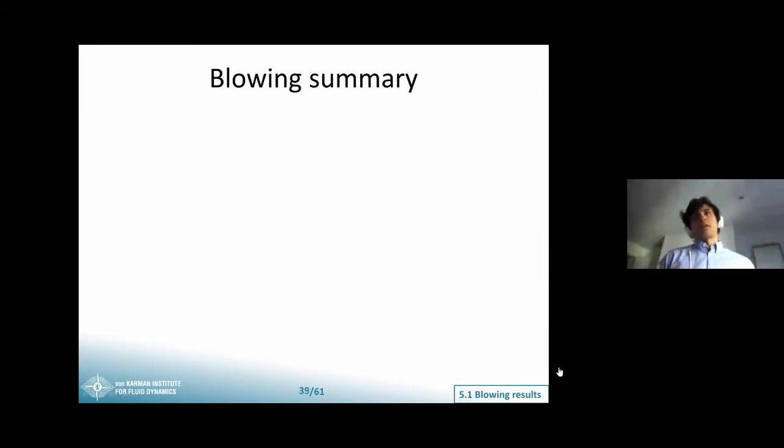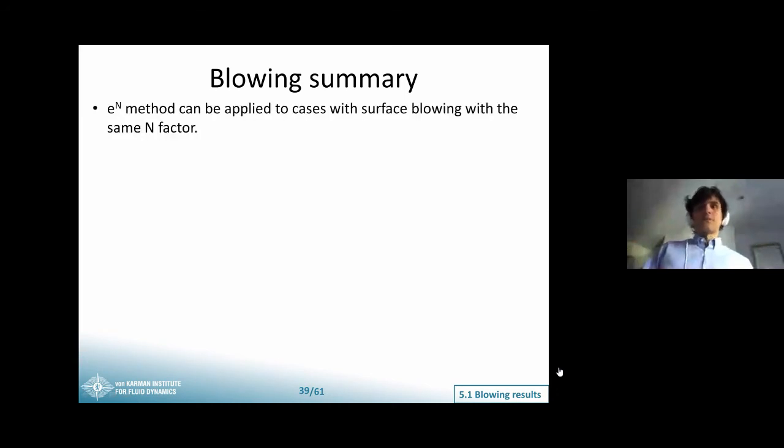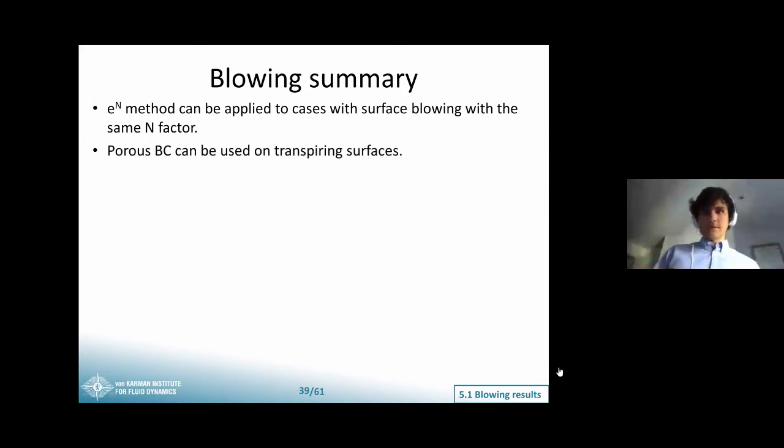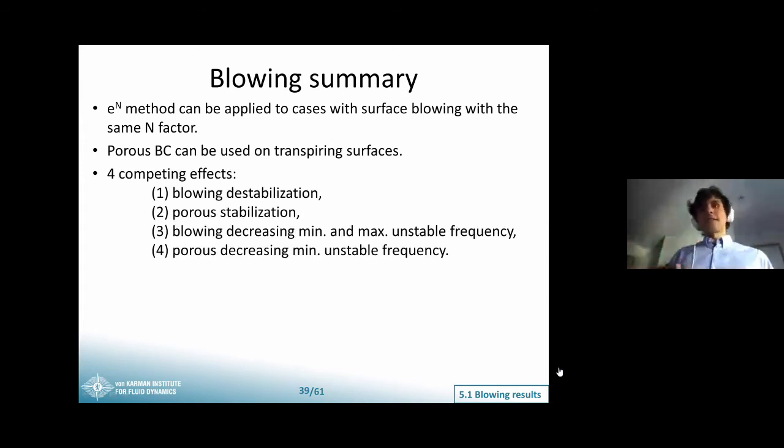So to summarize our isolated blowing analysis, what we established is that the e to the N method can be applied to cases with surface blowing with the same N factor as non-blowing cases. We saw that the porous boundary condition can be used on transpiring surfaces, and it actually provides a modeling improvement. And we identified 4 competing effects, which were the destabilization due to the blowing, the stabilization due to the porous surface, and then the change in the range of unstable frequencies due to both the blowing and the porous surface.